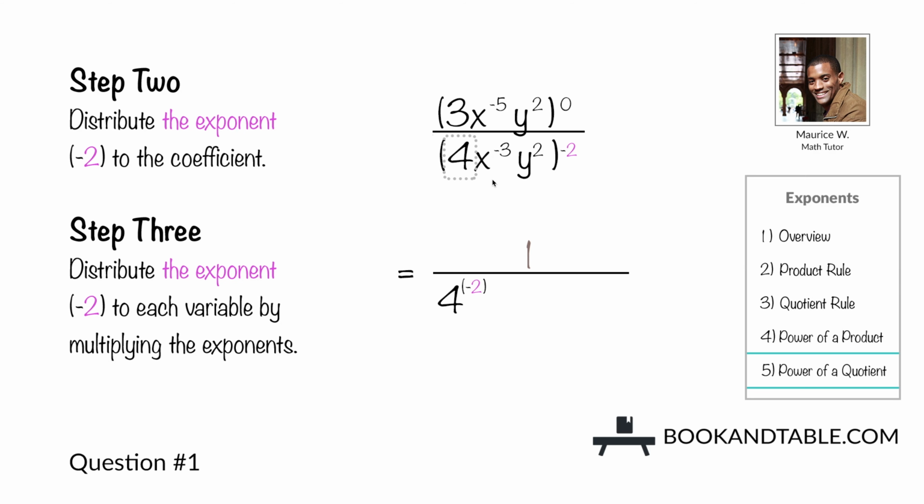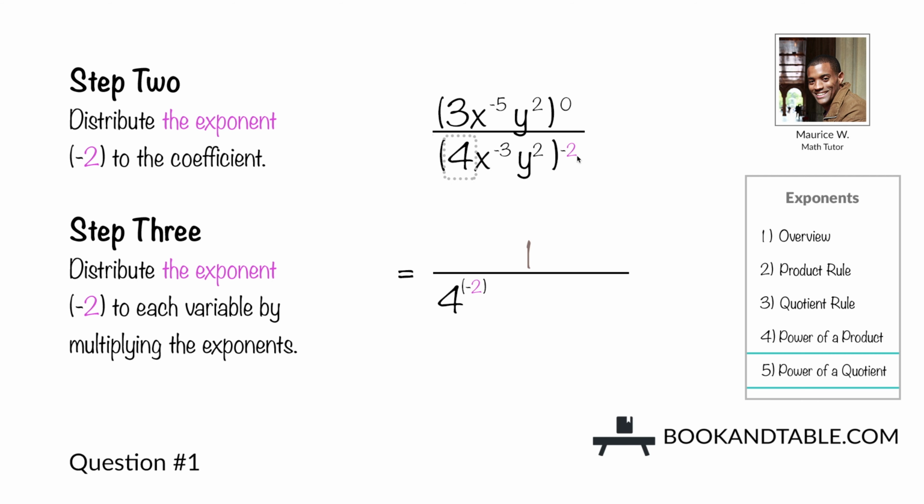Then you deal with the denominator separately, two different terms with two different exponents. So this one applies to the numerator, this one applies to the denominator. Step 2, distribute the exponent negative 2 to the coefficient 4. So that gives us 4 to the negative 2. So we'll leave that there until we make this positive.